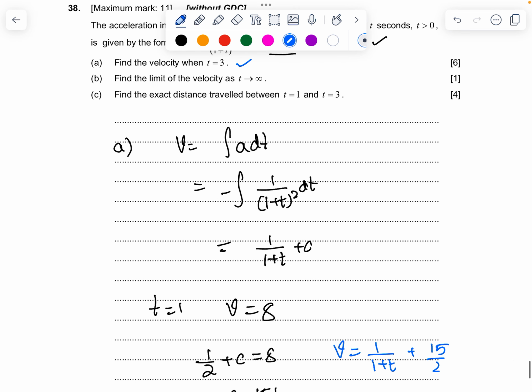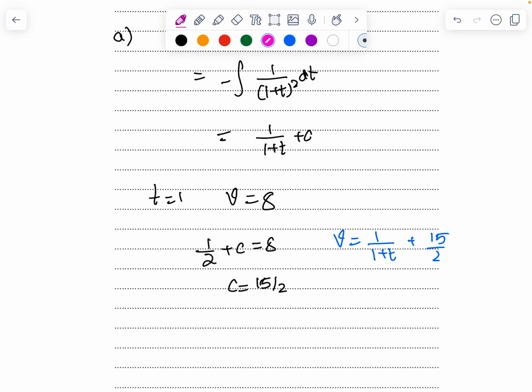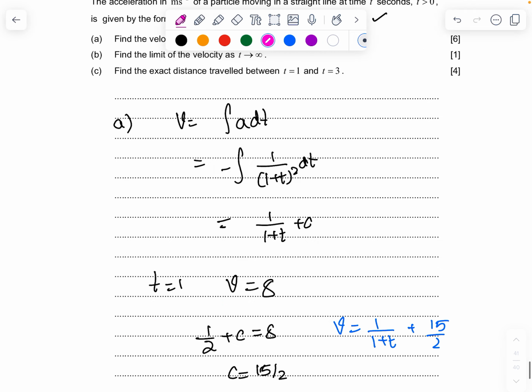Find the velocity when t equals to 3. So what am I going to do? Plug in t equals to 3. So velocity will be 1 upon 4 plus 15 upon 2, which is 31 upon 4 meters per second.